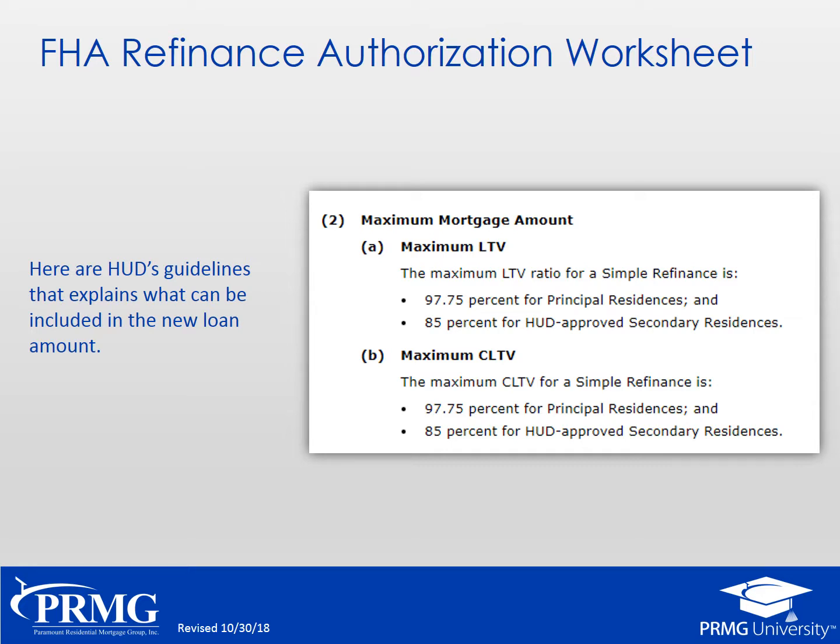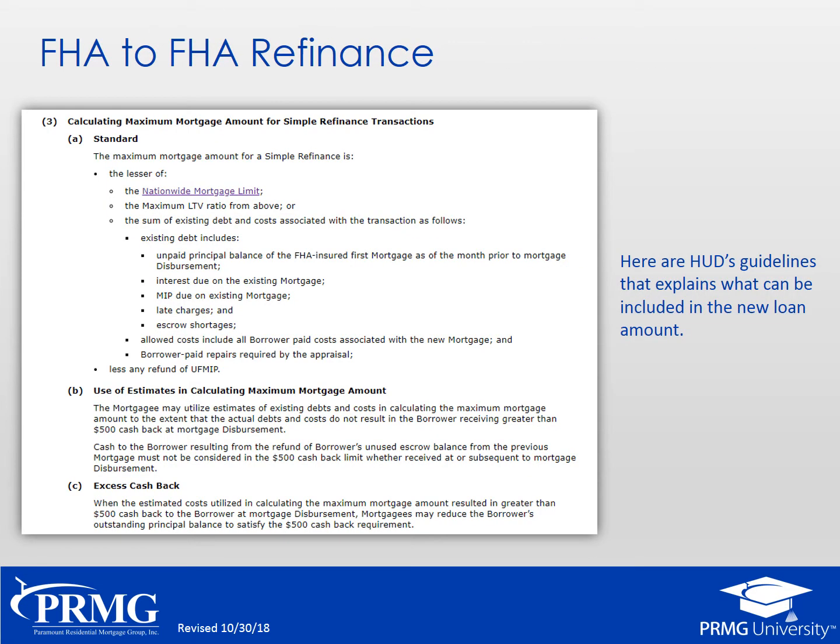Prior to completing the worksheet, let's review HUD's guidelines that explains what can be included in the new loan amount. Here are the maximum mortgage amounts. The maximum LTV ratio for a simple refinance is 97.75% for principal residences and 85% for HUD-approved secondary residences. The maximum CLTV for a simple refinance is 97.75% for principal residences and 85% for HUD-approved secondary residences. This slide shows how to calculate the maximum mortgage amount for simple refinance transactions.